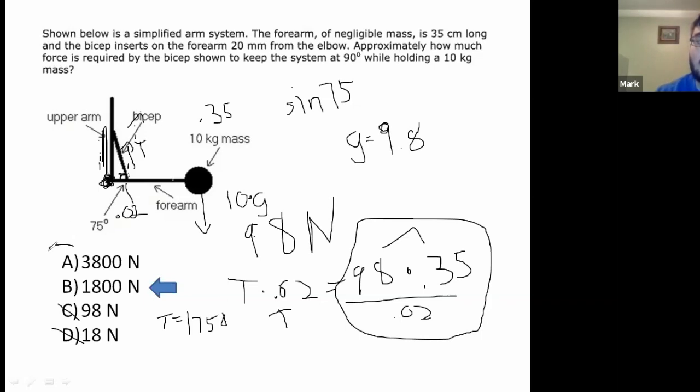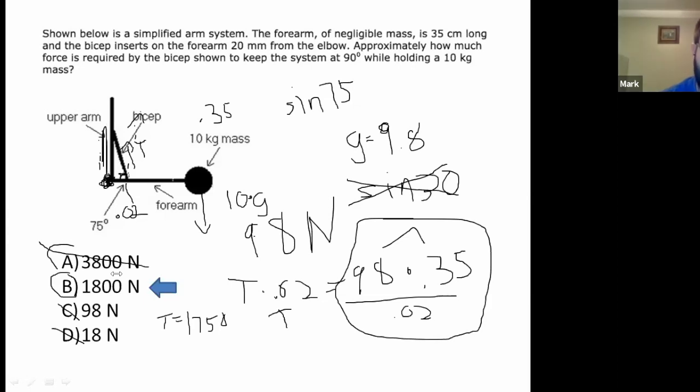You'd need to divide by 2 to get A as your answer, so you'd need a sine of 30. Sine 75 is nowhere near sine 30. It's much closer to sine 90, which is 1. So therefore, B is the only choice within that range. It's the only choice close. Okay, now I'm going to look at the answer choices.